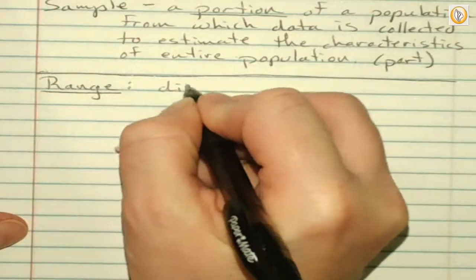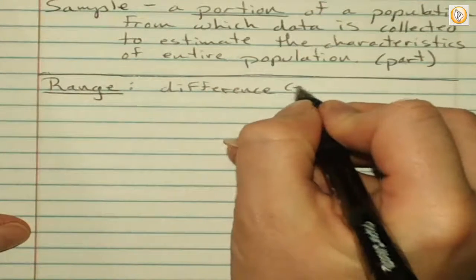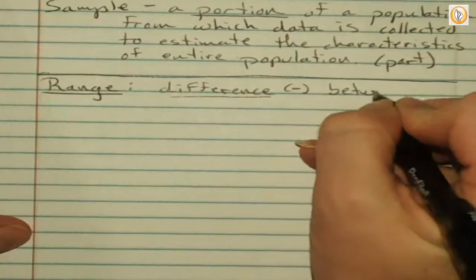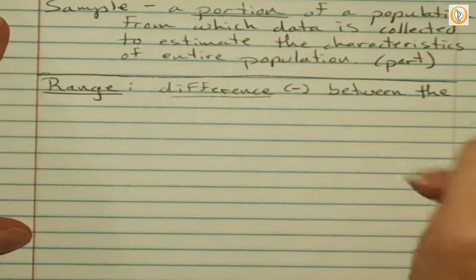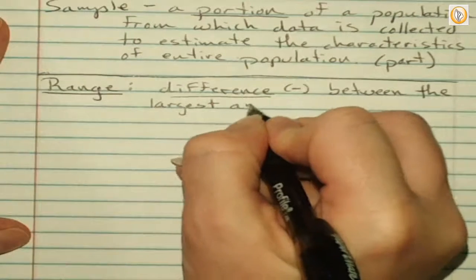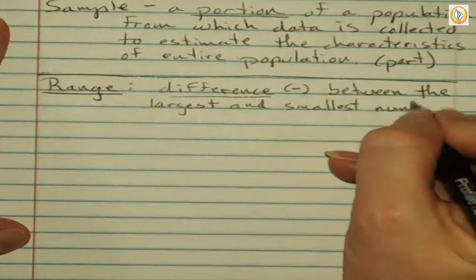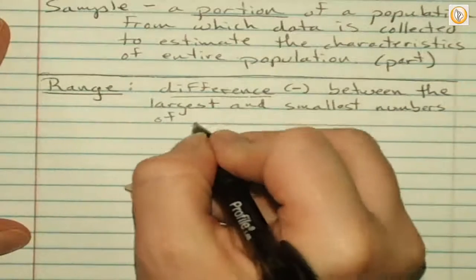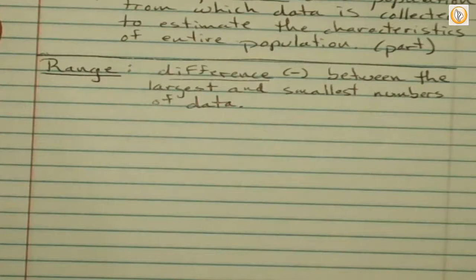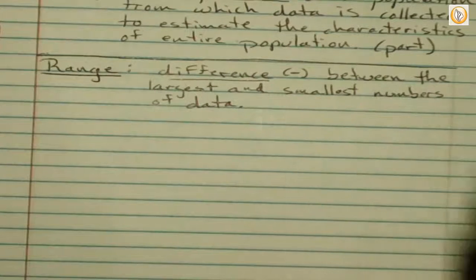The range is the difference. What does difference mean? Subtraction. That's right. It's the difference between the largest and smallest numbers of data. So range is the difference. You're going to be subtracting between the largest and smallest numbers of data.